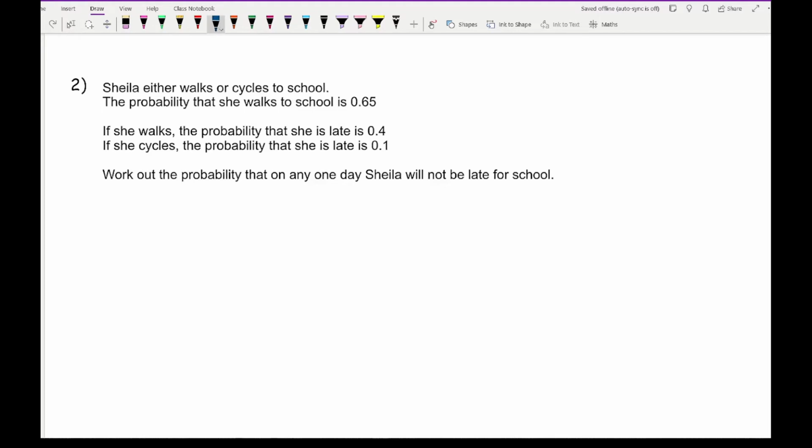So again, let's set up our tree diagram for this. Our first situation is either she walks or she cycles. And then it's a case of either being late or not late. What we need to do is remember that all of these events are exhaustive. In other words, that's either one or the other, and the total probability of both combinations has got to add up to 1. So the probability that she walks to school is 0.65, which means the probability that she cycles is 1 take away that, which is 0.35.